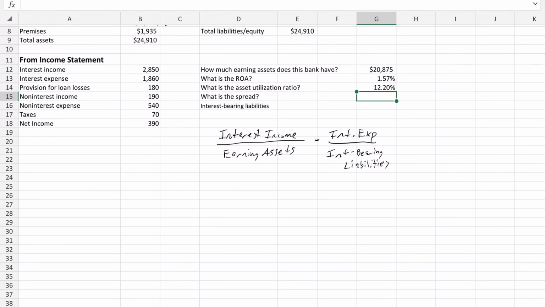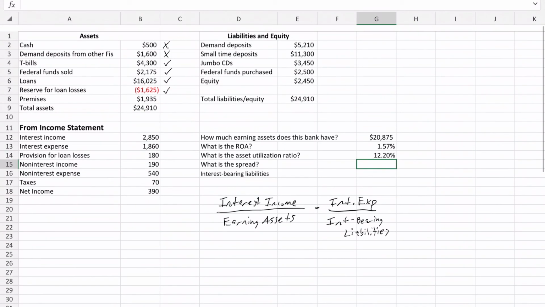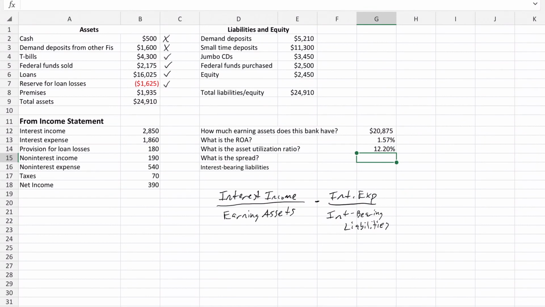So the first thing that we need to do is calculate our interest-bearing liabilities. So what liabilities does this bank have that they have to pay interest on? We go up to their balance sheet, look at their liabilities portion, and ask ourselves, do they have to pay interest on any of these liabilities?